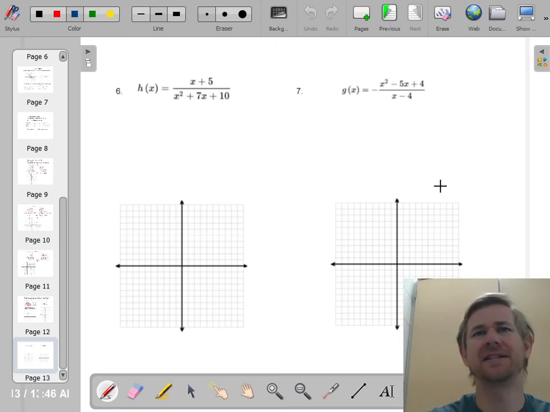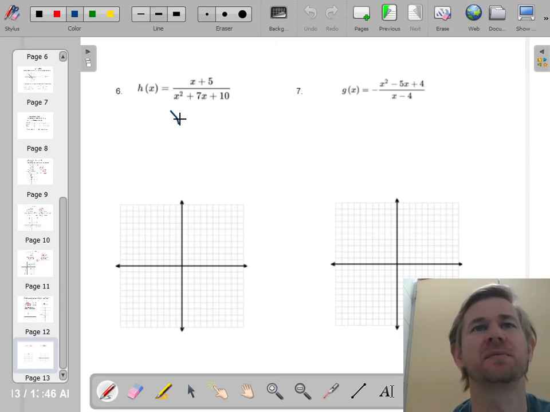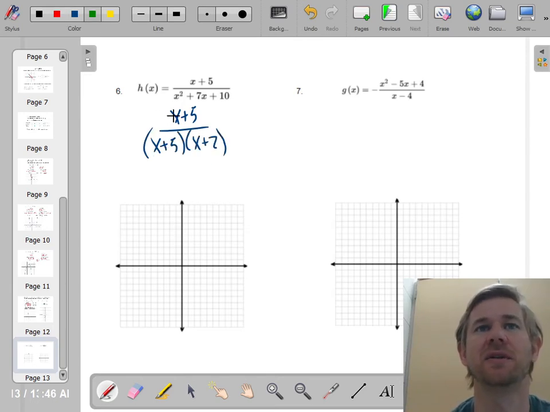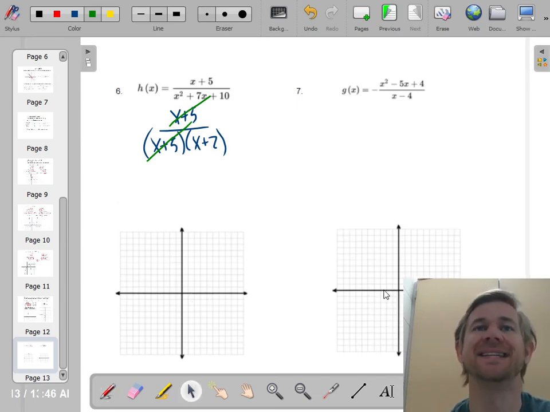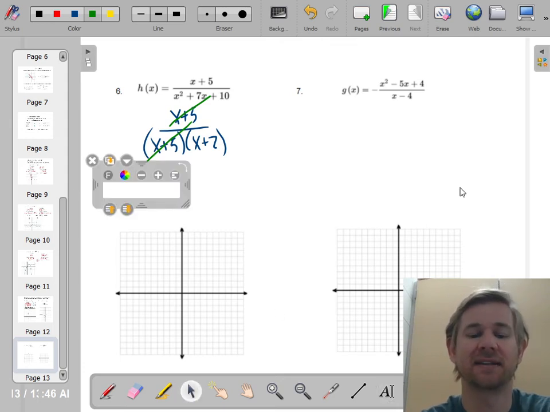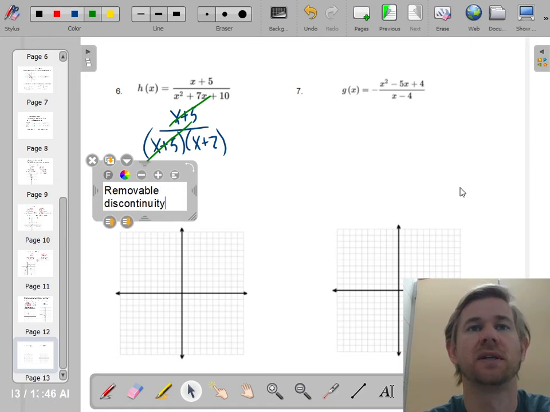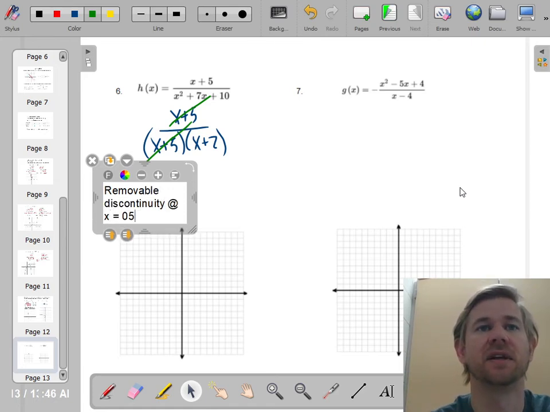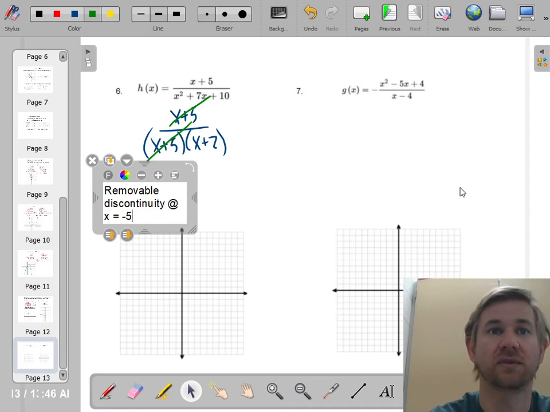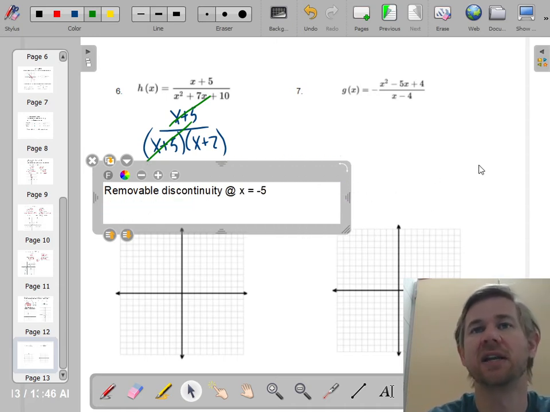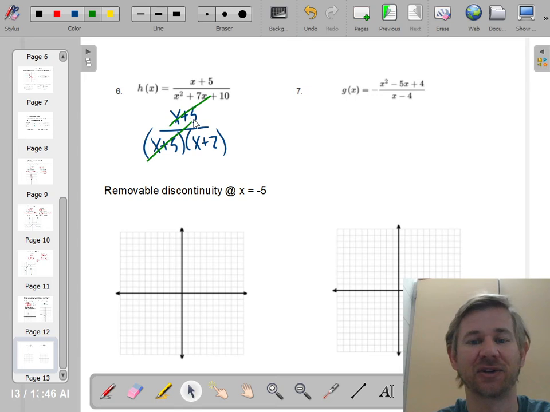A couple more. I just factored this. It's the same thing. (x + 5) over (x + 5)(x + 2). This is a very similar problem, but in this problem, the discontinuities are what I said they were in the other problem. So since the x + 5 cancels out, there is a removable discontinuity at x equals -5. Removable discontinuity at x equals -5 because the factor cancels out.